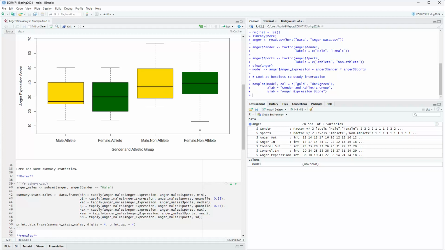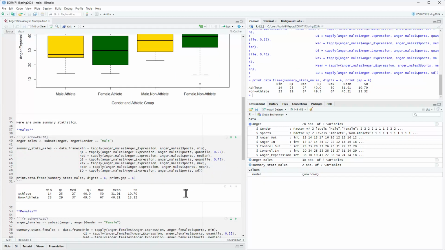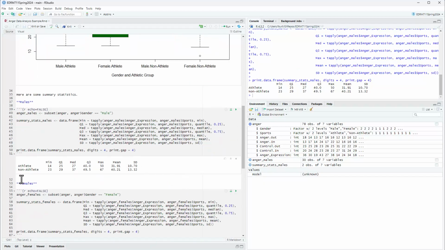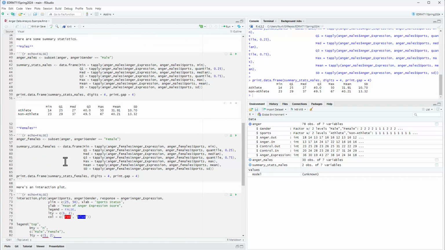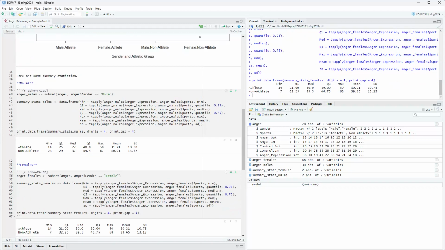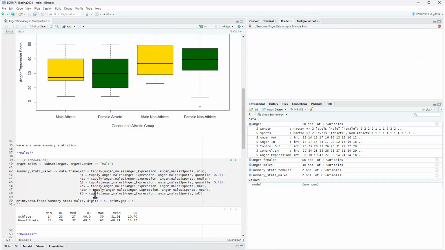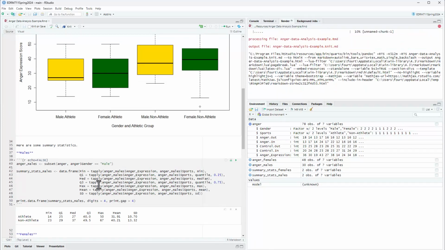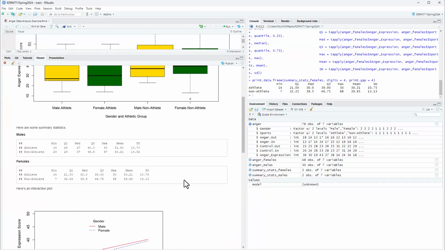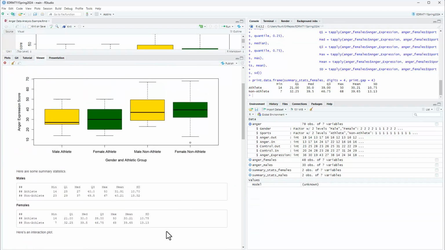If we want to drill down further, we can create some summary statistics here. And so here I have values for the mean for this one is males, and down here for females. If I go ahead and knit this, which I'll do now, we can actually look at this table in a little bit better format. There it is right here. So here I have the box plots, and here are the statistics that go with those box plots.